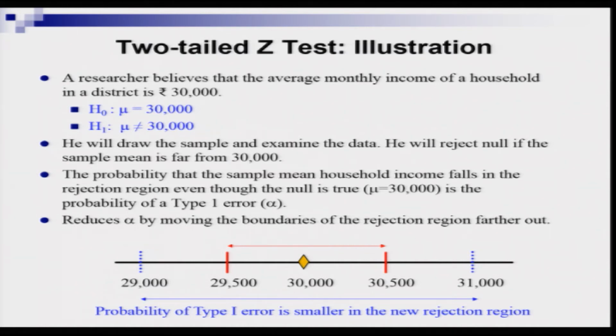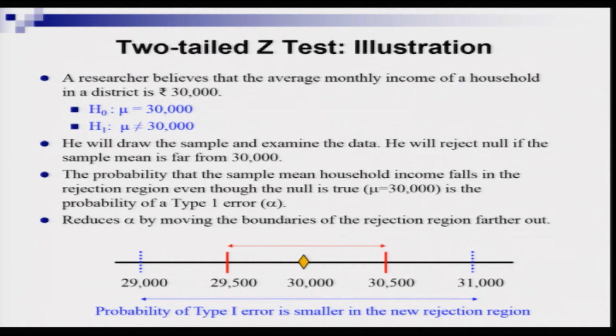So, the probability that the sample mean household income falls in the rejection region, even though the null is true, is the probability of committing a type 1 error alpha, and you want to reduce this alpha as much as possible. So, generally in standard practice, alpha is set at 0.05, some people want to set alpha equal to 0.01, but whatever story we are going to tell, that will not depend on the choice you make at this moment, because I am going to give a very general picture here.